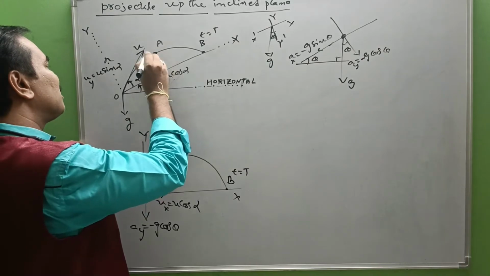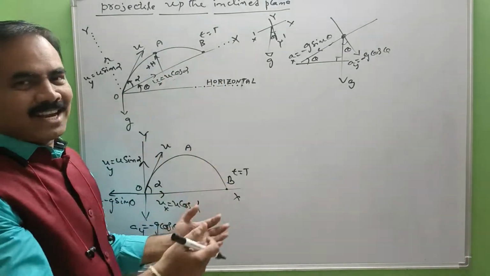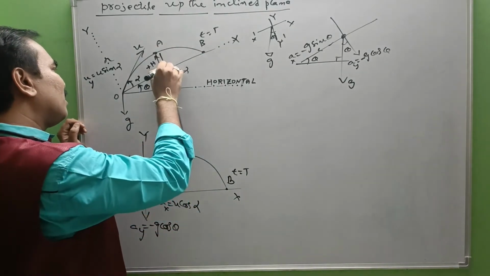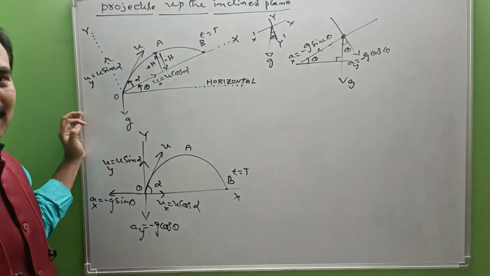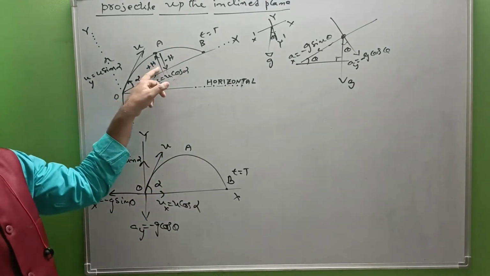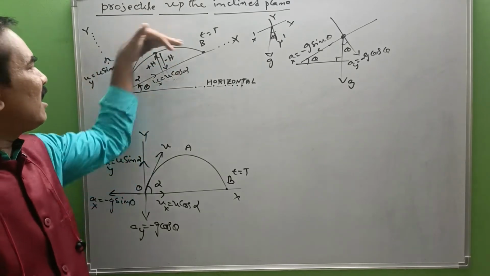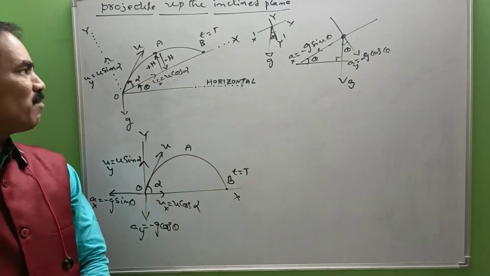That is plus h, O to A, right? From A to B, that is during descent, the same body covers a vertical displacement of minus h. Now what is the total displacement along vertical in the entire flight? Plus h minus h, that is 0. So in the entire flight it covers plus h minus h, that is 0 vertical displacement.